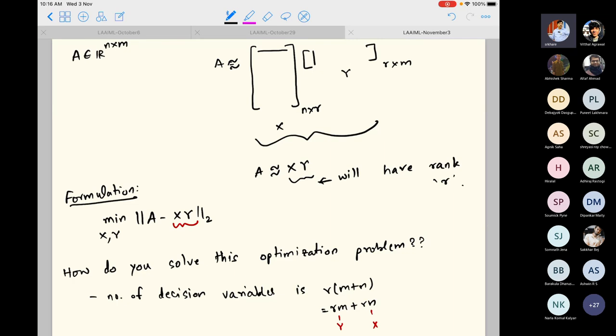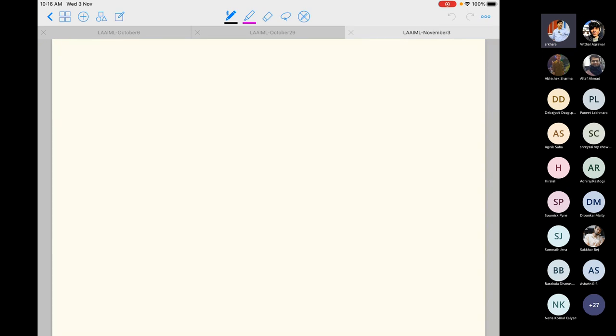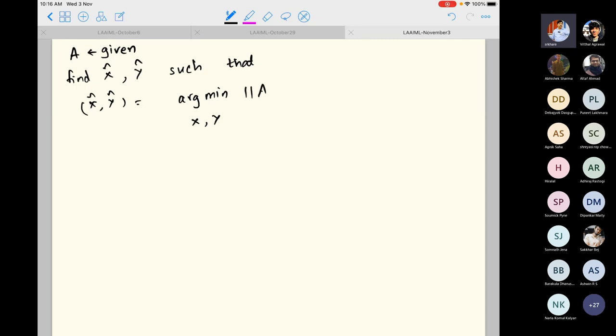So what we are going to do here is simplify this. We have this matrix A, which is a given matrix, and what do we want to find out? Find X hat and Y hat, with appropriate sizes, such that the norm of A minus XY is minimized. So let me write this down. X hat and Y hat are the argmin over X and Y of the 2 norm of A minus XY. That is what we really are going to do.